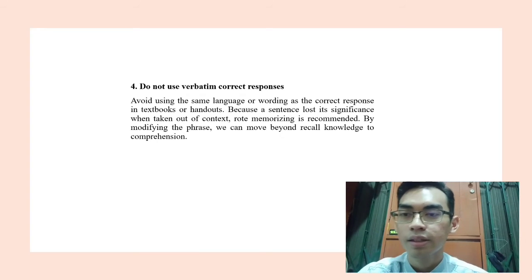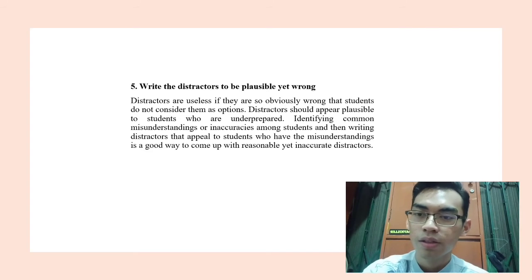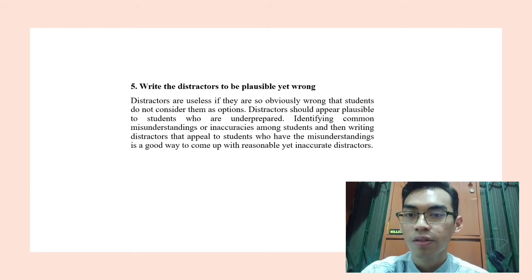And then the next is number 5 is write the distractors to be plausible yet wrong.